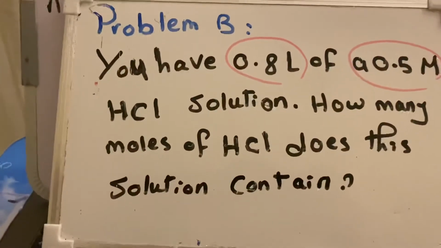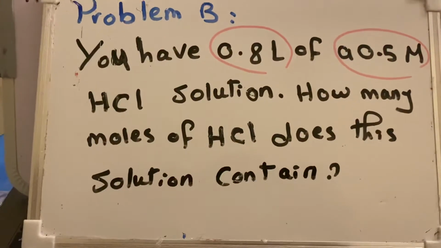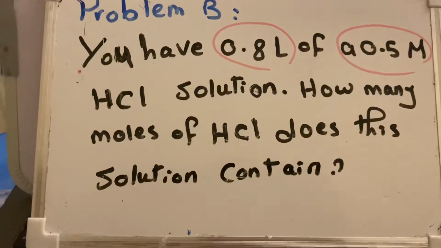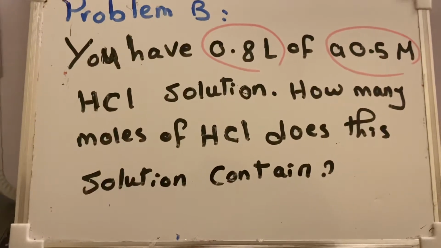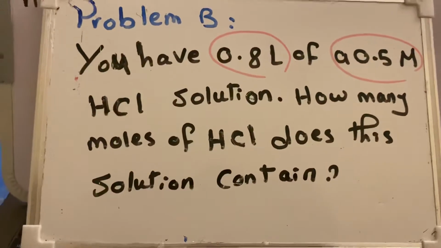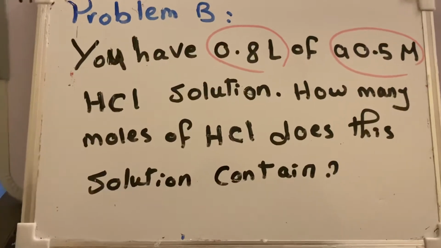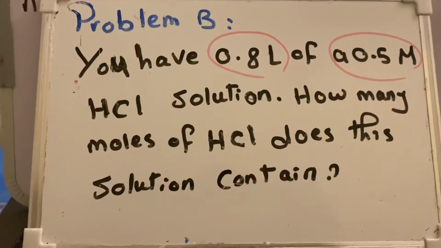Problem B: you have 0.8 liter of a 0.5 molar hydrochloric acid solution. How many moles of HCl does the solution contain? So the given is the volume and the molarity, and we are trying to find out the number of moles.